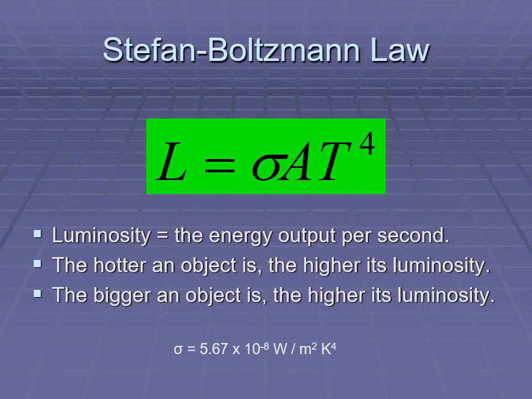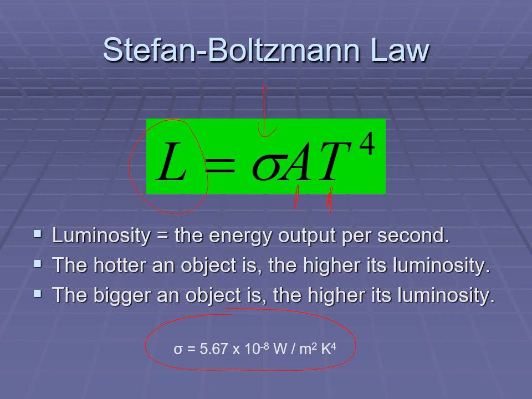The brightness is given by the Stefan-Boltzmann Law. Luminosity, this is the power output, the energy per second. It's related to the temperature in Kelvin to the fourth power. So that means if you double the temperature, it's going to be 16 times brighter. It's related to the area. So the bigger it is, the brighter it's going to be. And then this thing that looks like an O with a tail on it, that's a constant we call the Stefan-Boltzmann constant. So that equation right there is something that we can use.